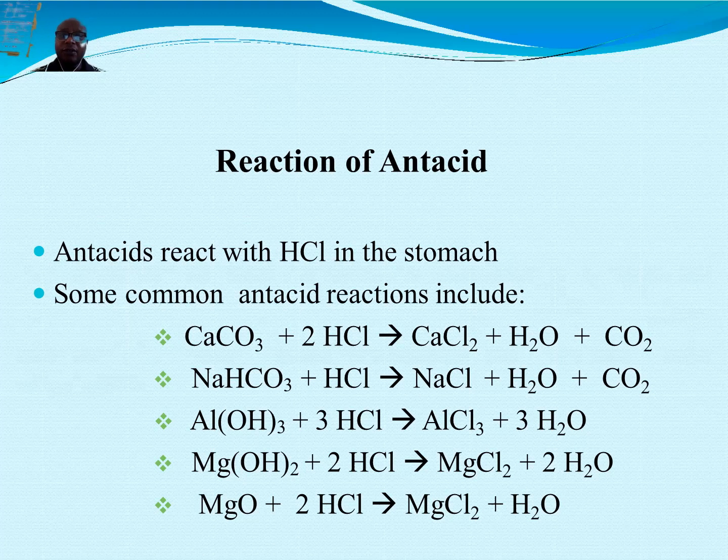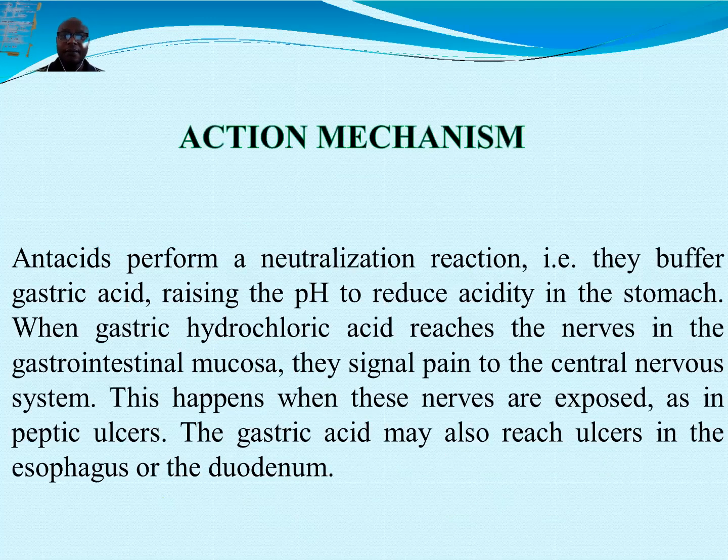Then there is another one called aluminum hydroxide, which reacts with three molecules of hydrochloric acid, resulting in aluminum chloride plus water. Then there is magnesium hydroxide, which reacts with two molecules of hydrochloric acid, resulting in magnesium chloride plus water. And then there is magnesium oxide plus hydrochloric acid to magnesium chloride plus water. So that is how these antacids work. Their purpose is to neutralize, and they act as a buffer in the stomach, reducing the acidity in the stomach.